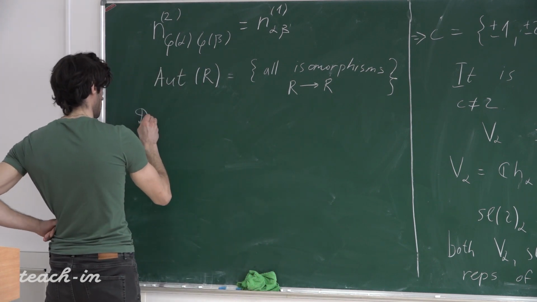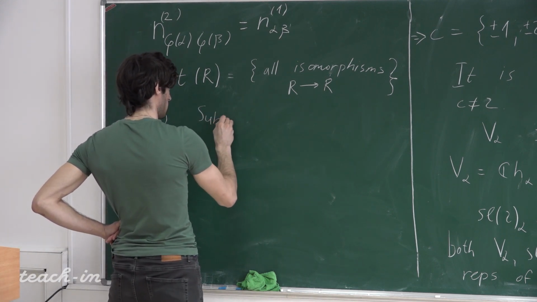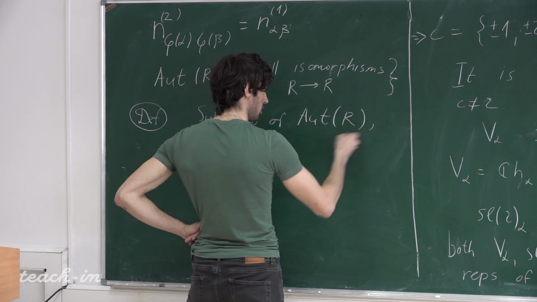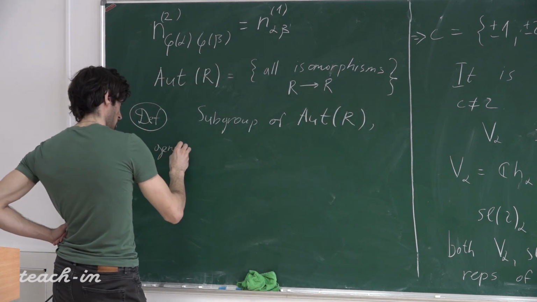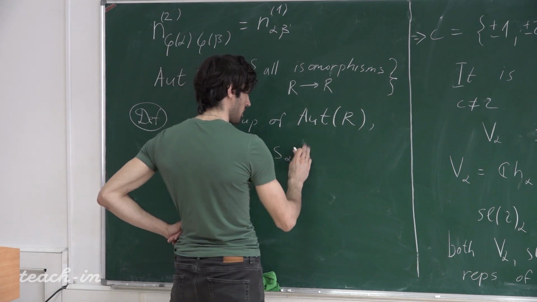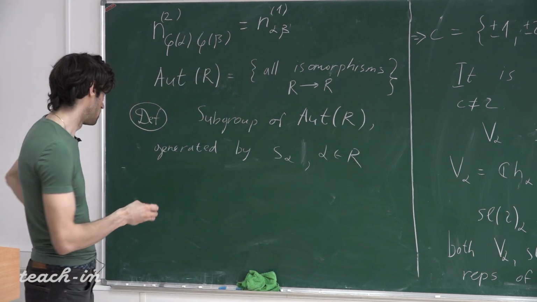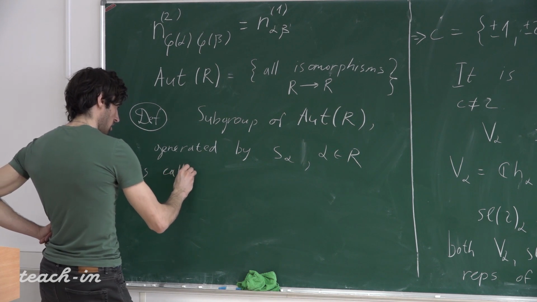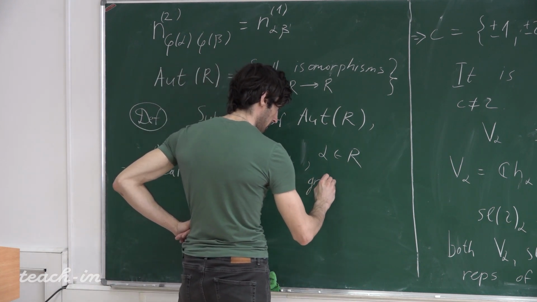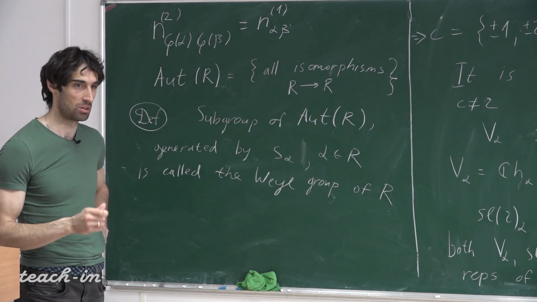So definition: the subgroup of automorphisms of R generated by S alpha for each alpha in R is called the Weyl group of R. So this is also a very important object, the Weyl group.